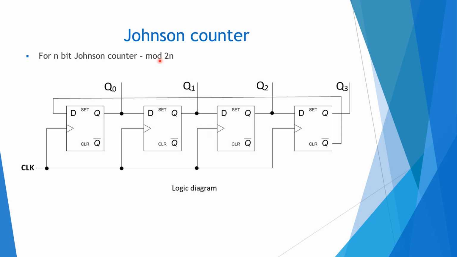The next special type of counter is the Johnson counter. The only difference is that the D input of the first flip-flop is connected to Q bar of the last flip-flop. Earlier in the ring counter it was Q, but here it is Q bar. You'll get a better understanding when we see the state table. For an n-flip-flop Johnson counter, the number of states is mod 2n. So if you have 4 flip-flops, the number of states is 2 into 4, that is 8 states.